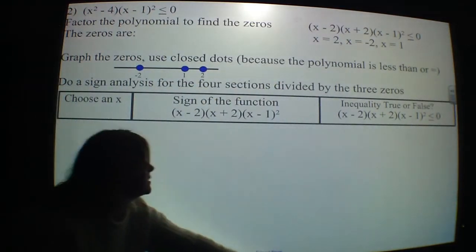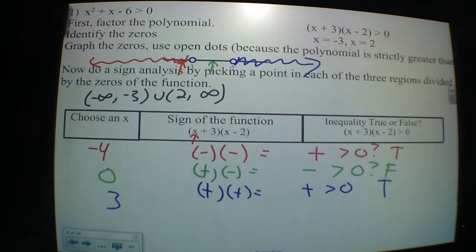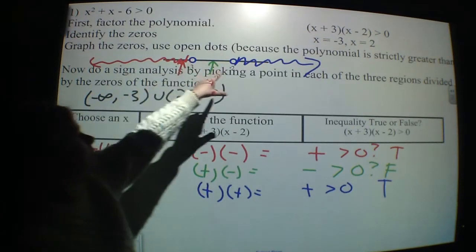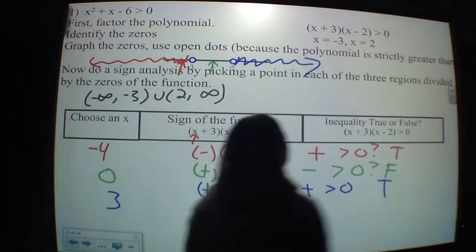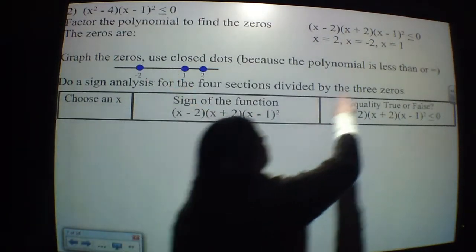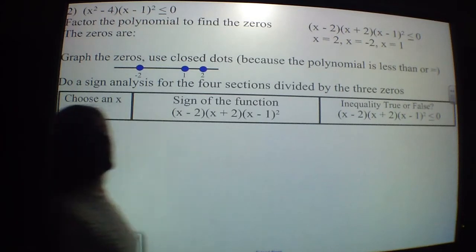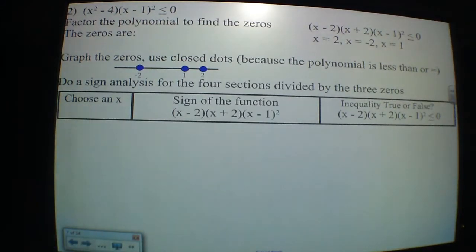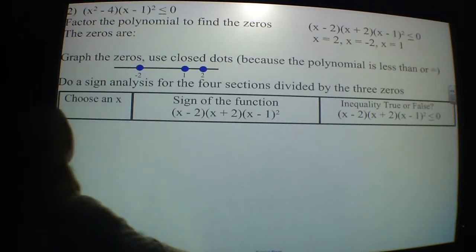And now notice the graph. This one has open circles because that's a less than. Here I'm having closed because that's a less than or equal to. Okay? So there are my zeros. Let's do a sign analysis.